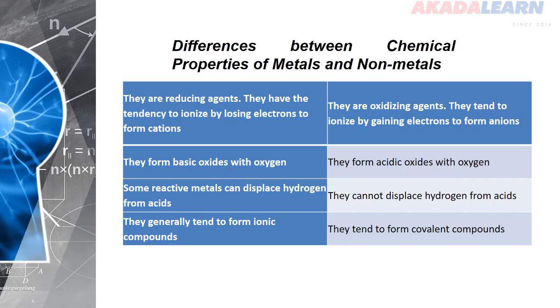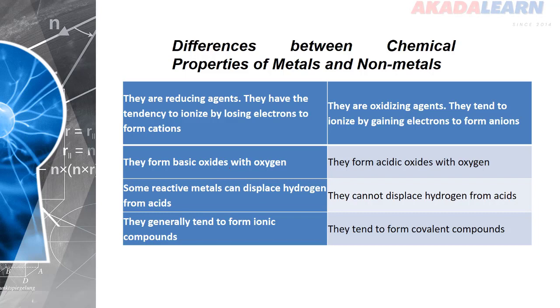Now, the metals usually form basic oxides when they combine with oxygen. That is, the oxides that they form are basic in nature. They display the properties of base. While the non-metals form acidic oxides when they combine with oxygen, such that their oxides will have acidic properties.